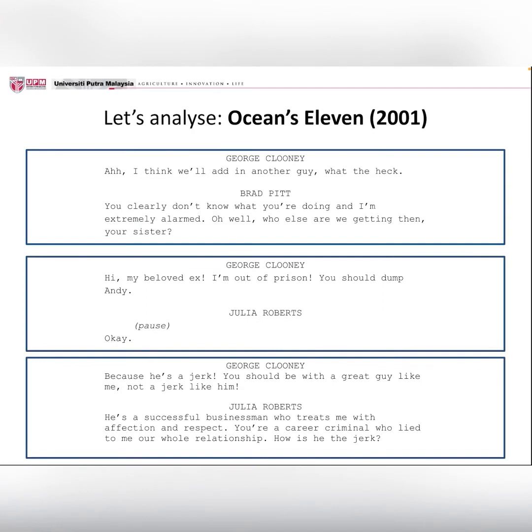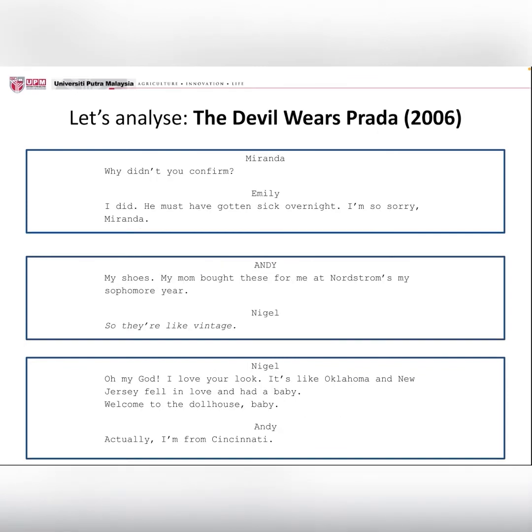Okay, so let us see the language features of male and female from two movies, which are Ocean's 11 from 2001, and the second movie is The Devil Wears Prada.